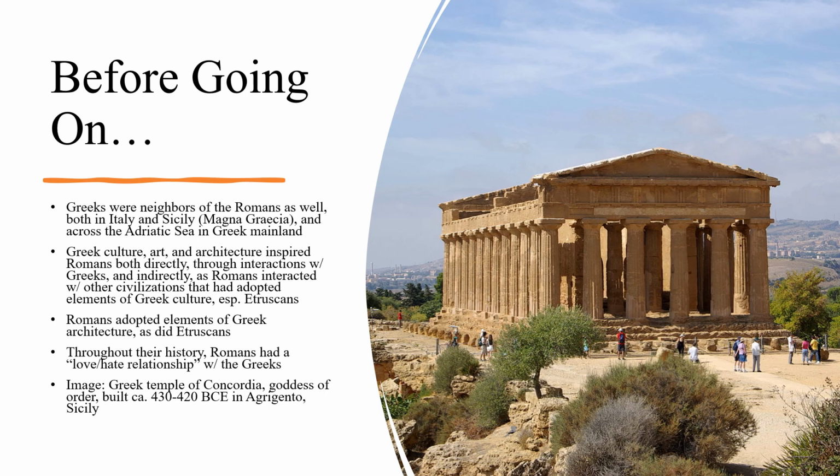Greek culture, art, and architecture would inspire the Romans both directly through their interactions with the Greeks, and then indirectly as the Romans interacted with other civilizations that had elements of Greek culture, most notably the Etruscans. And the image on this slide is of the Greek temple to Concordia, the goddess of order. This temple was built from about 430 to 420 BCE, and it was built in Sicily.